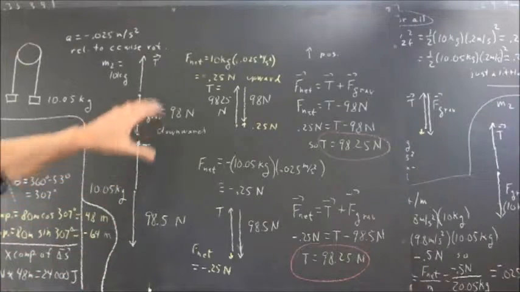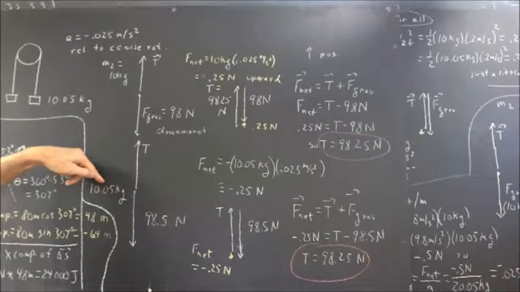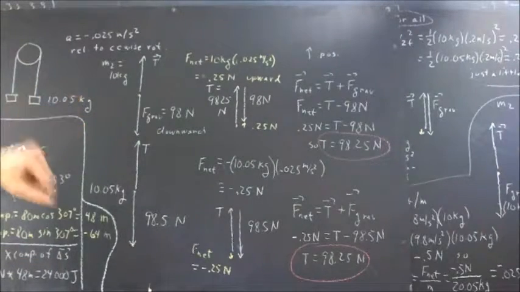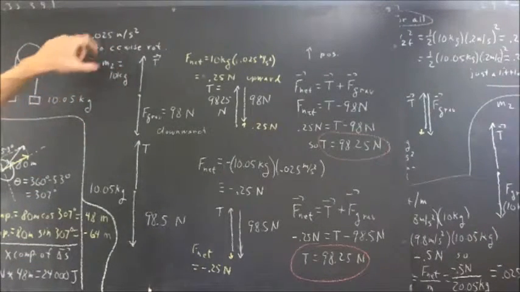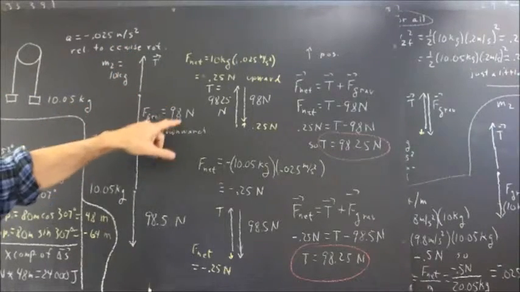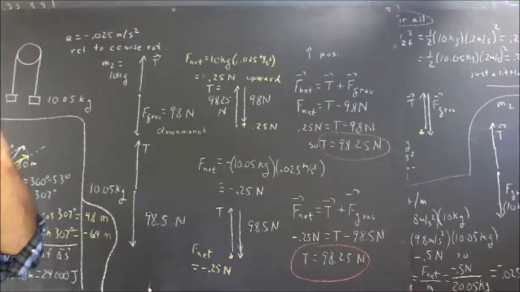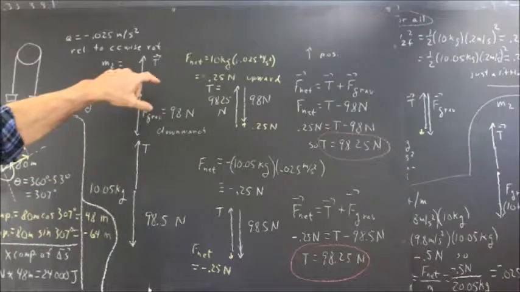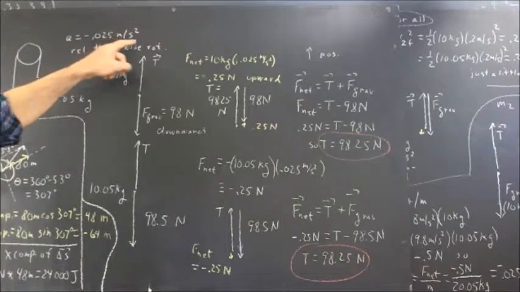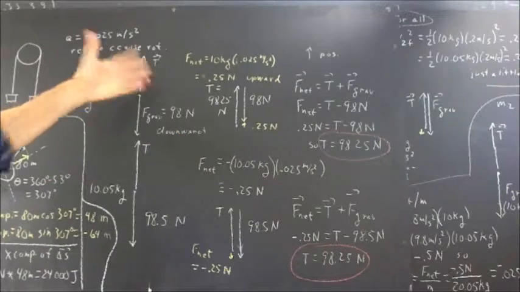Now we want to take another look at the free body diagrams for the two masses, the 10 kilogram mass and the 10.05 kilogram mass. We've already looked at those previously. Okay, so again, for the 10 kilogram mass, we have the tension upward, the gravitational force downward. Gravitational force is 98 newtons here. It's about 98.5 newtons here. The acceleration in each case has a magnitude of 0.025 meters per second squared. So we can calculate the net force in each case.